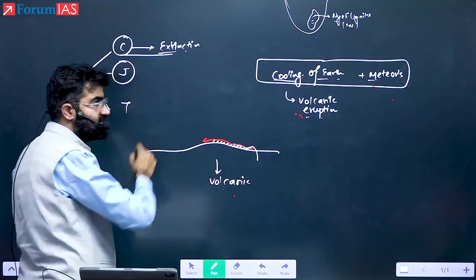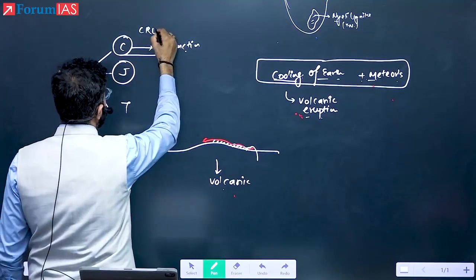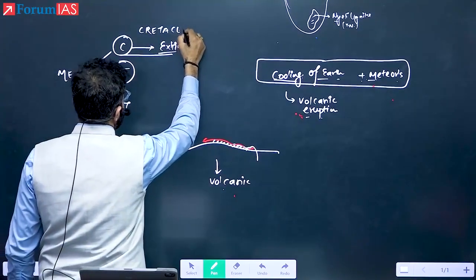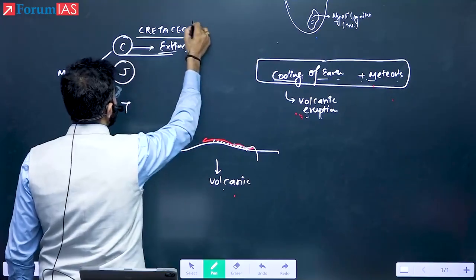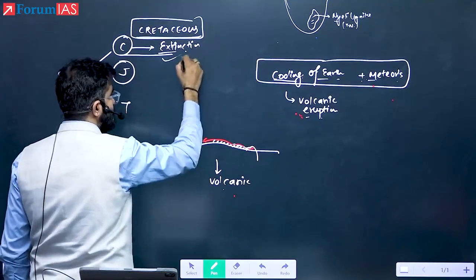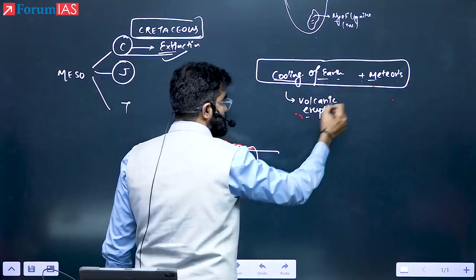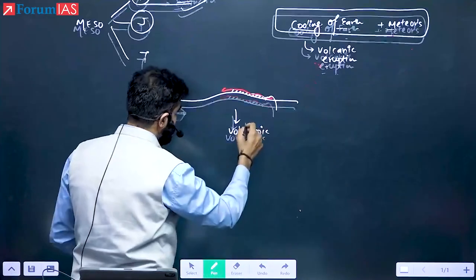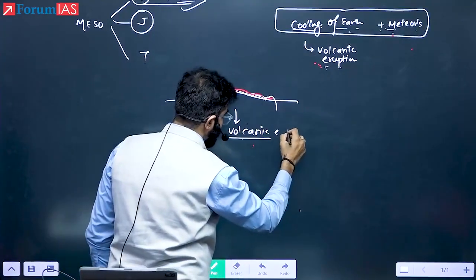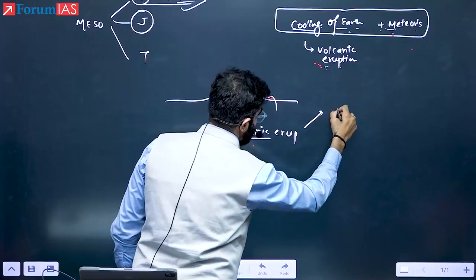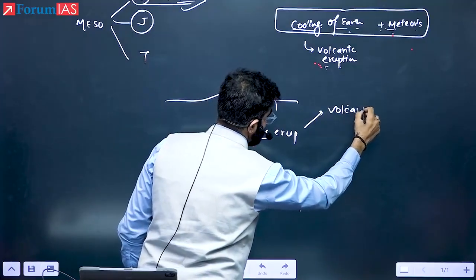I'm talking about the Cretaceous time period. Now this Cretaceous time period, you will remember for three things. One, the extinction of dinosaurs because of these two activities. Next, you will remember that due to this volcanic eruption, volcanic plains and plateaus were formed.